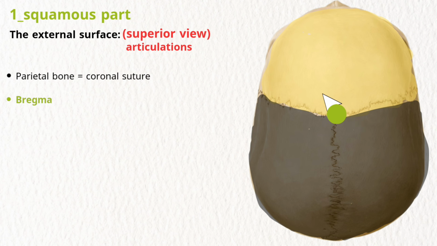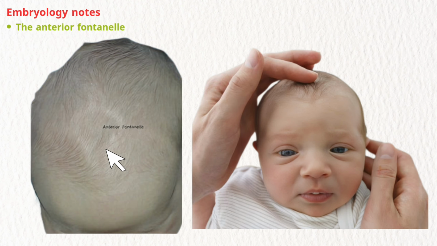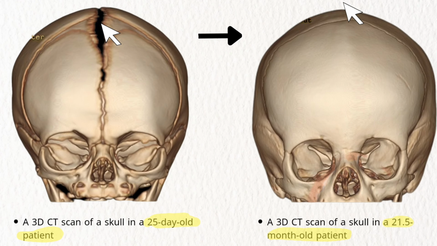The bregma is the midline bony landmark where the coronal and sagittal sutures meet, between the frontal and two parietal bones. It is the anterior fontanelle in the neonate and closes in the second year, typically around 18 months after birth.